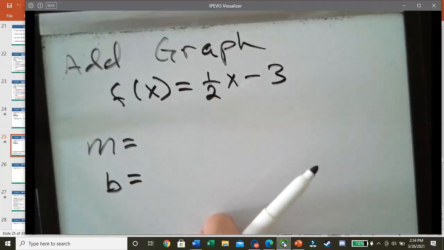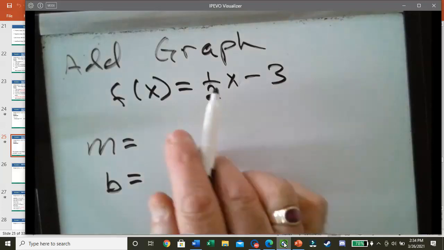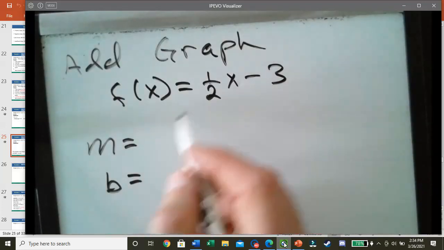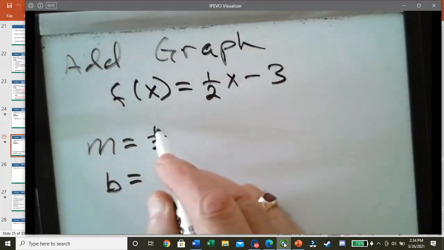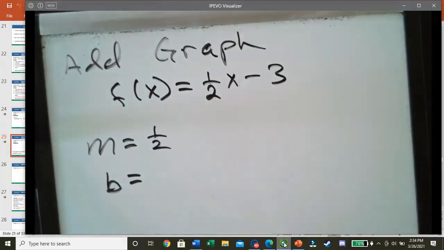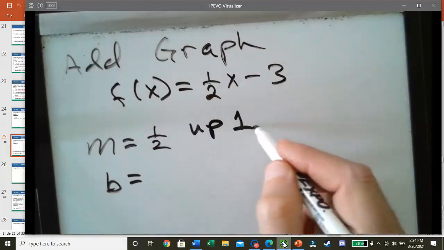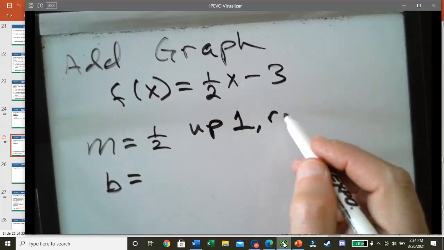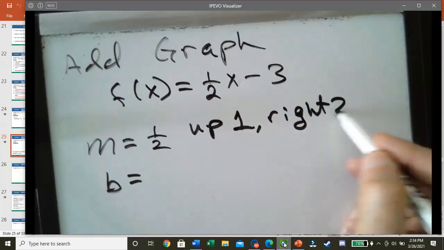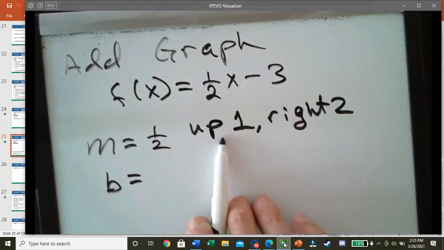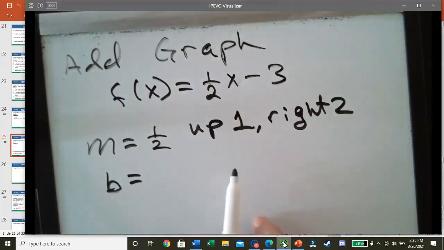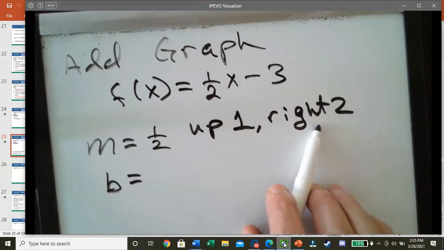So what's our slope this time? Yeah, 1/2, right? It's the coefficient of x. It's always the coefficient of x. It's 1/2. So that means, because it's positive, is it going to go up or down? Up. It's going to go up 1 and right 2. It's always going to go to the right. Now there's another way to do it where you work the x values and then the y. But we're always going to start with the y values going up or down. So that means the run is always to the right.